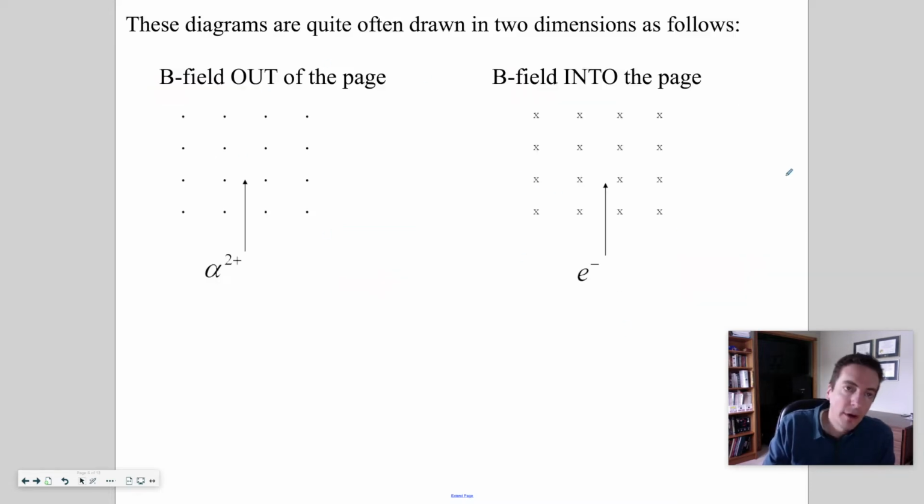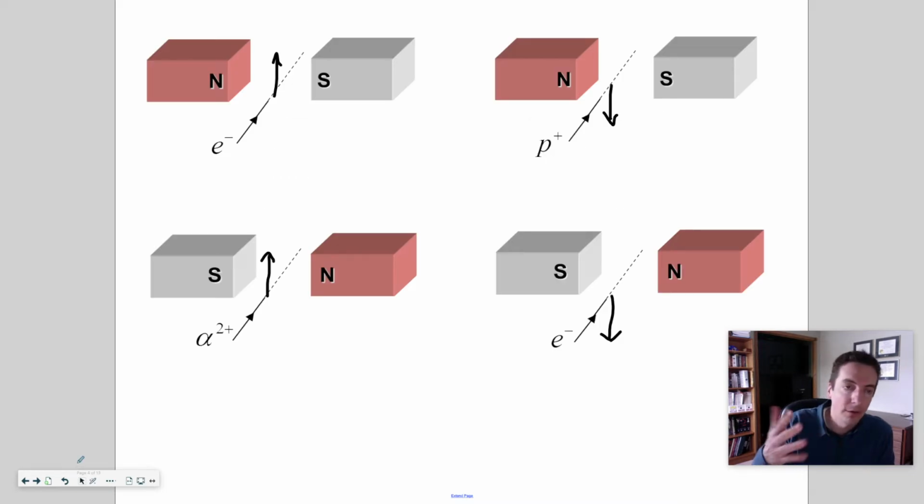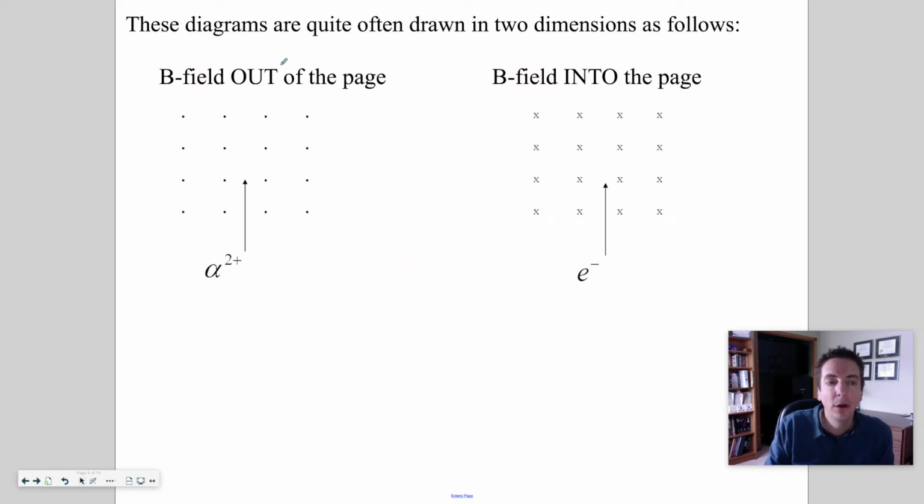Okay, so quite often these diagrams are drawn in 2 dimensions instead of 3, because these 3-dimensional diagrams here are kind of hard to draw, especially if you suck at drawing like I do. So quite often we're going to use the symbol that we learned about last time. A dot represents the magnetic field coming out of the page, and an X represents the magnetic field going into the page. So what I want you guys to do is try this yourself. Pause the video again and see if you can find out the direction of the magnetic force. Pause.